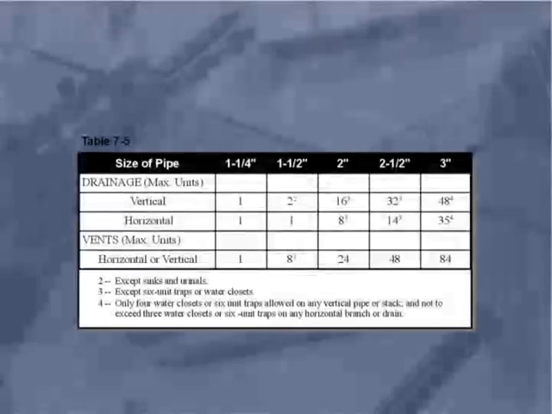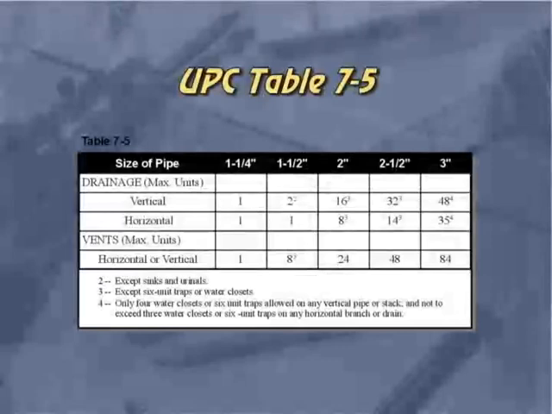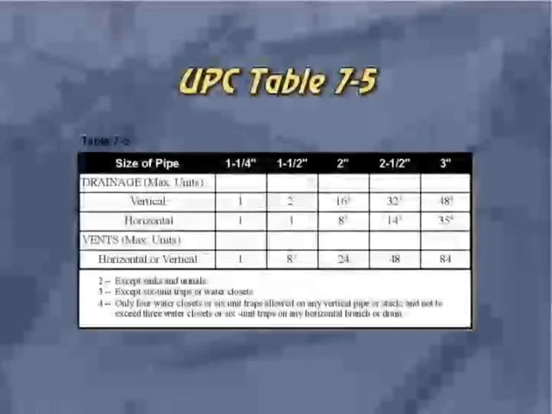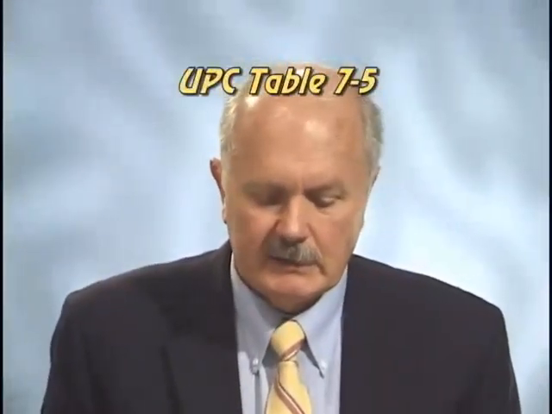Table 7.5 indicates what size pipe is needed for those fixture units. For example, if you have a fixture that only has a 1 fixture unit demand on it, you could use a 1 1/4 inch size pipe. But if it has a 2 fixture unit demand, then you'd need a 1 1/2 inch pipe. Read those tables, understand what they're saying to you, and let's continue on and look at the plumbing symbols.